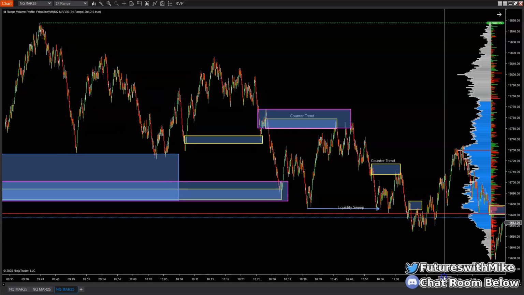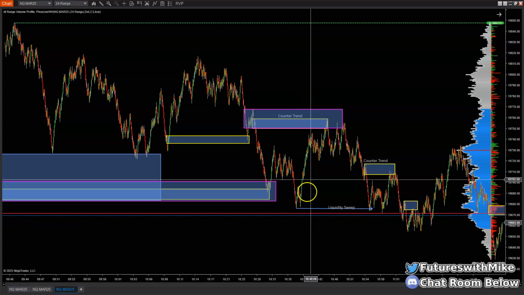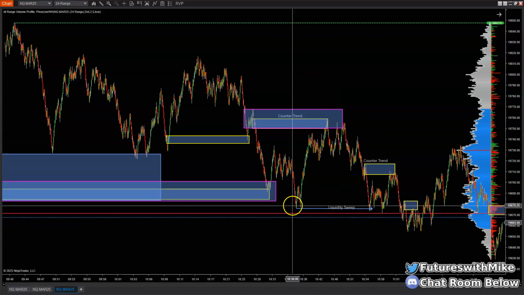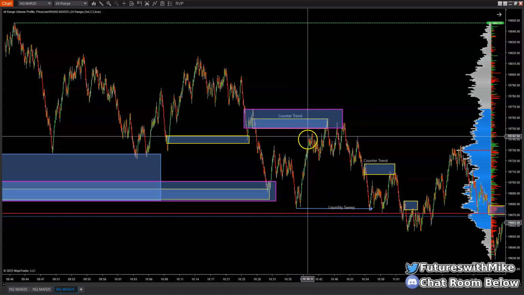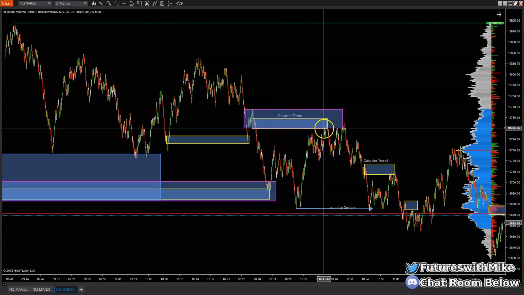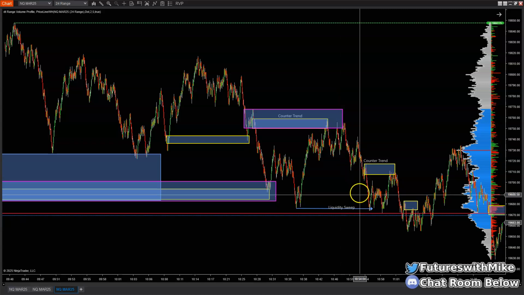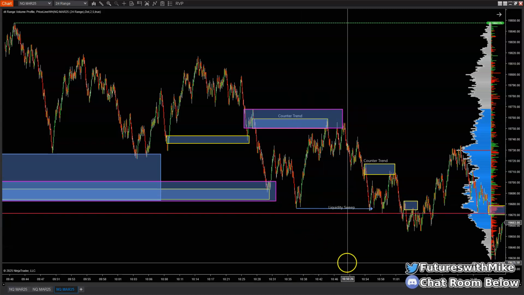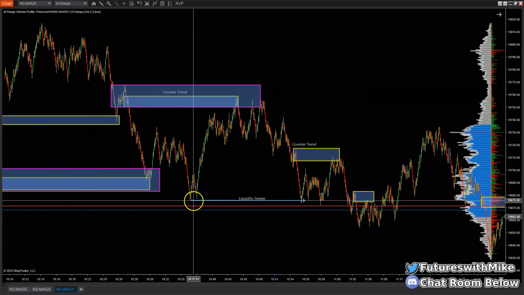Okay, formations like right here. This is a nice swing right here, a lot of structure within this area. High, higher, low. Breaks higher, taking out even structure to the left-hand side, comes back, takes out more structure, going back higher before it starts to come back down and breaks below this low here, which is a nice structural low right there.